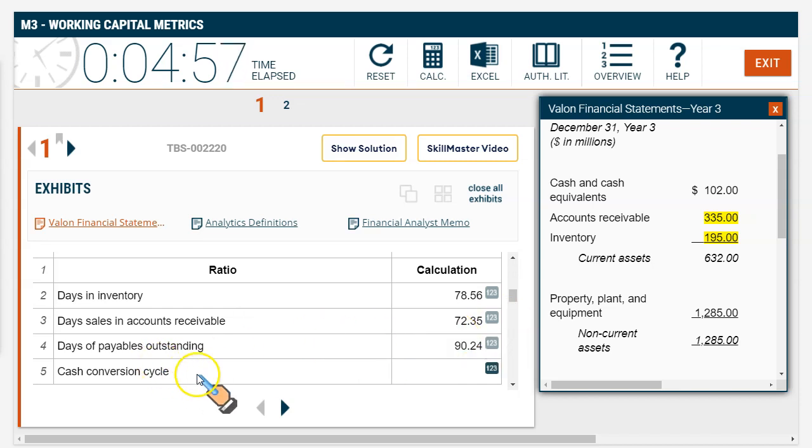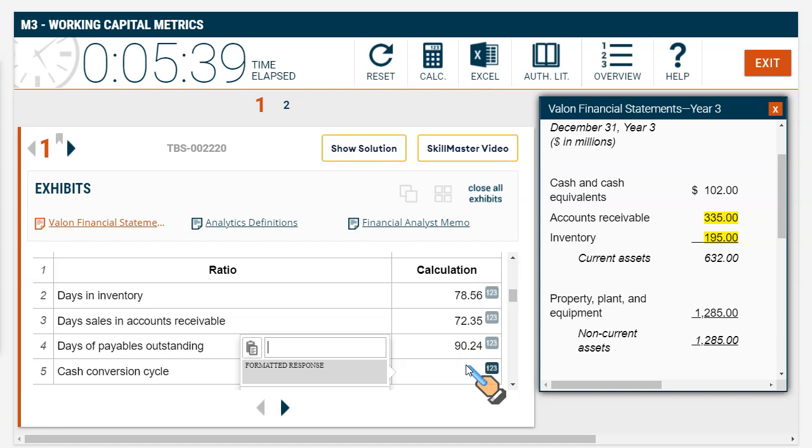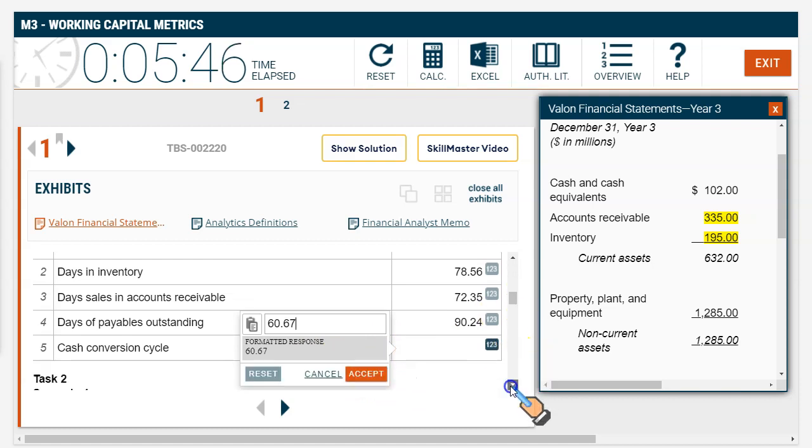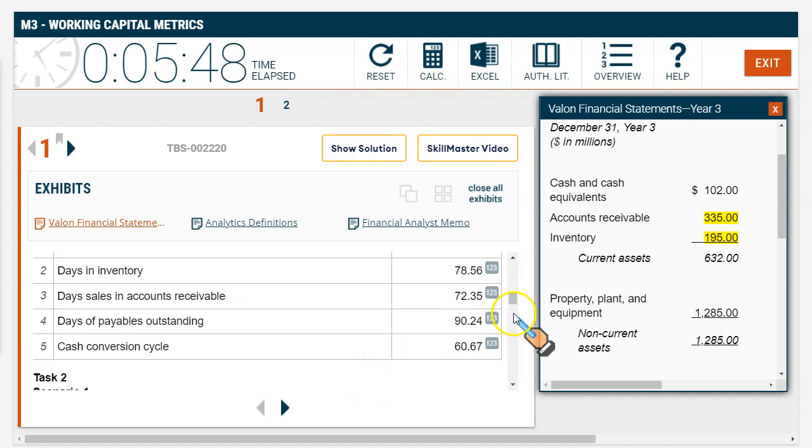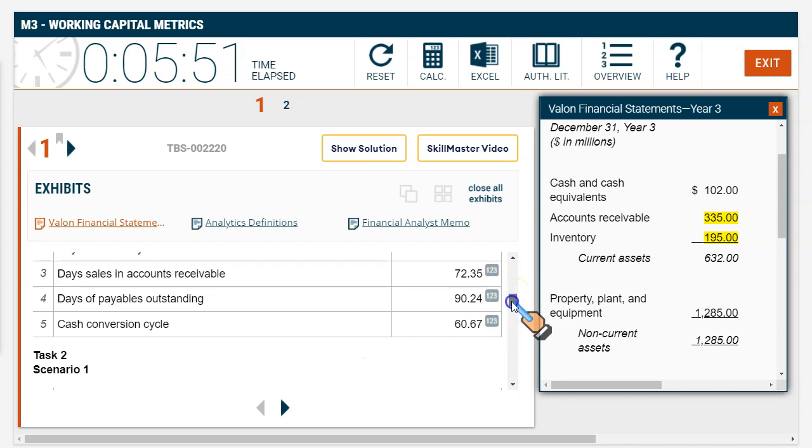Now what we need is the cash conversion cycle, also called the net operating cycle. You're going to add 78.56, to that add 72.35, and from this deduct 90.24, and that gives you 60.67. Right? Done. Now task 1 is over, all numbers entered.